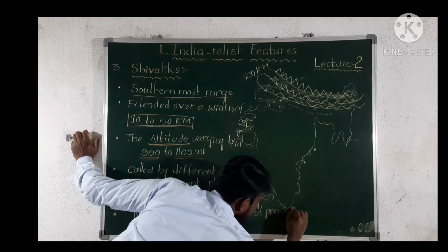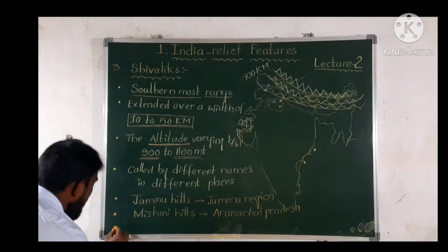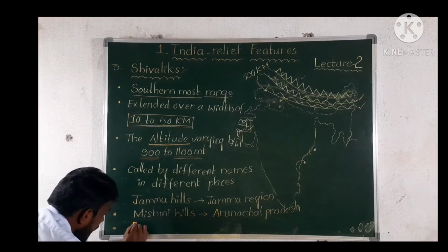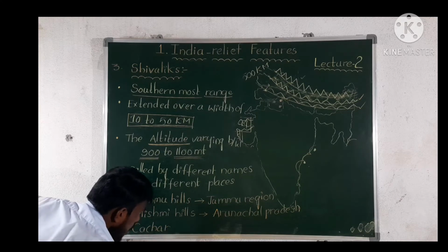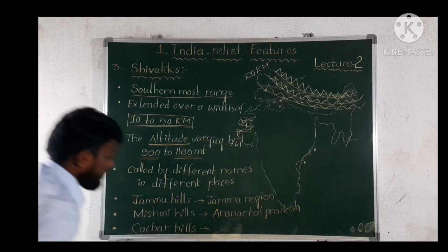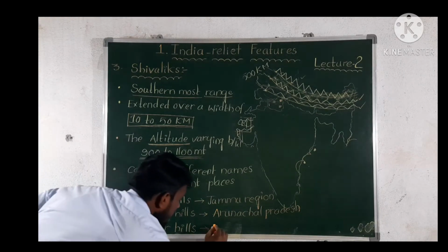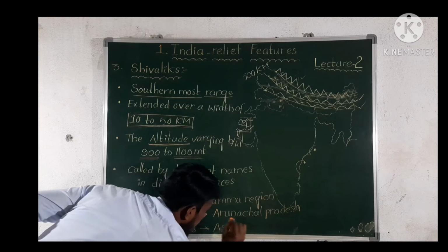Shivaliks are also called Kachar Hills in Assam.